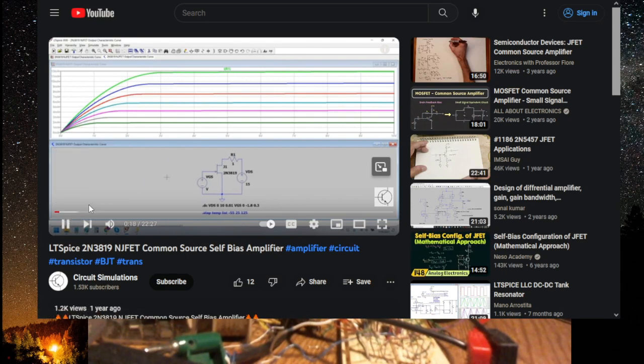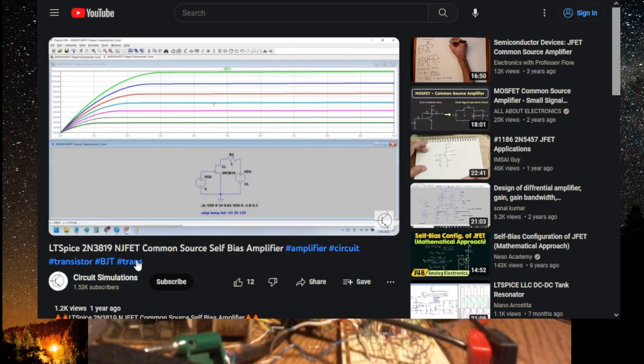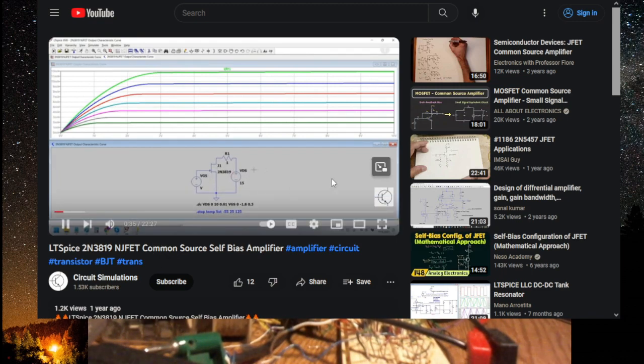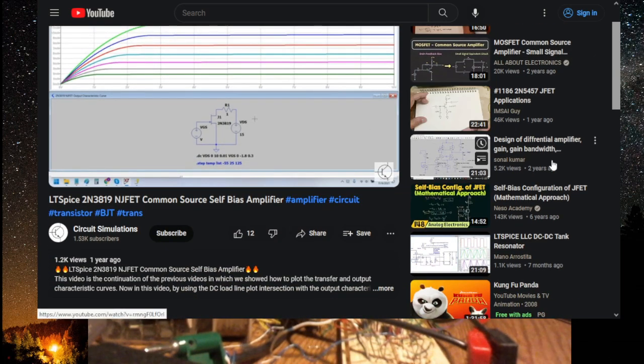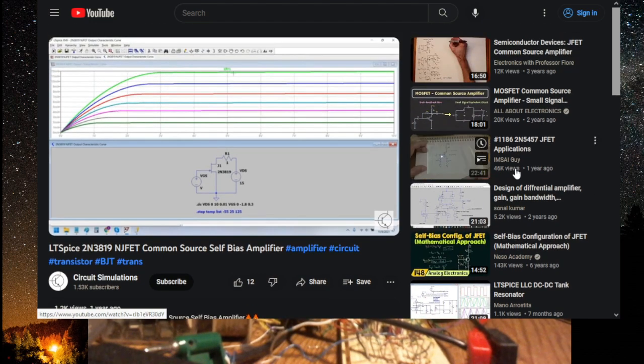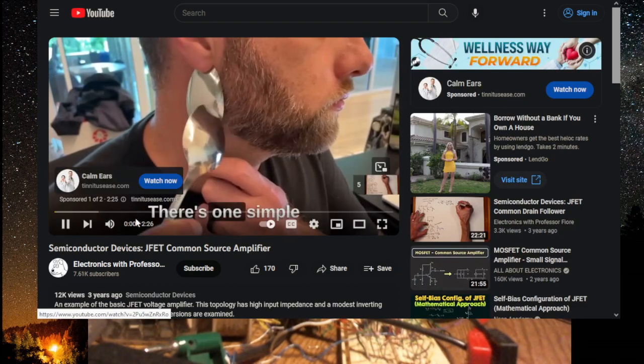3819, and we saw how to plot these VI curves. Okay, now in this video I would be going to design the self-biased common source amplifier based on the same FET that we have. So in order to start with this, we have to select a quiescent point on this IV curve.